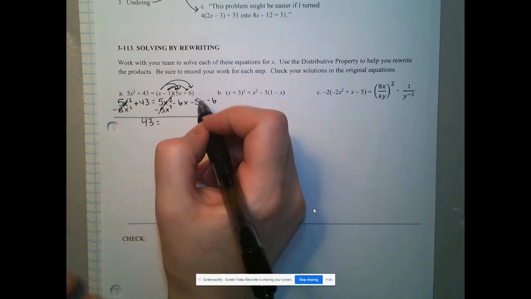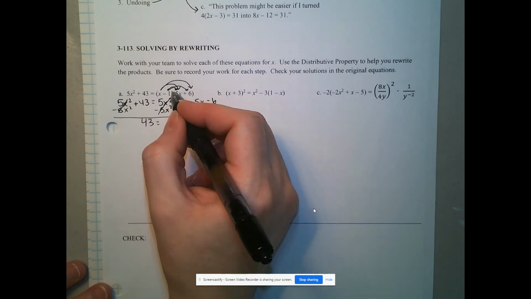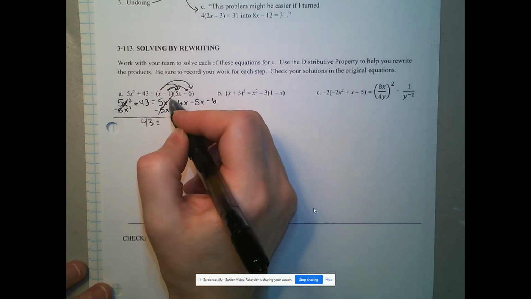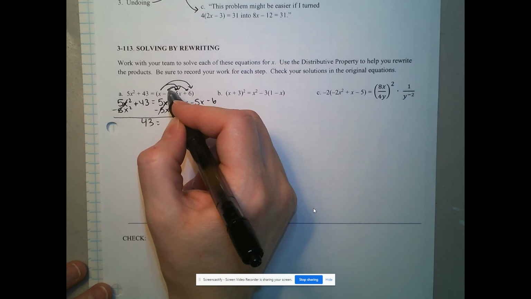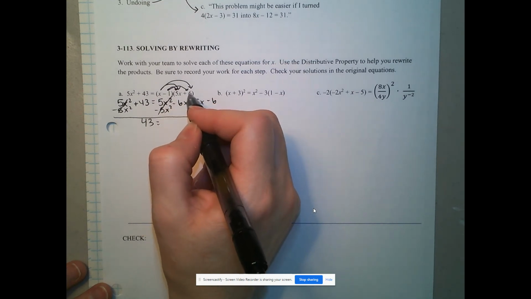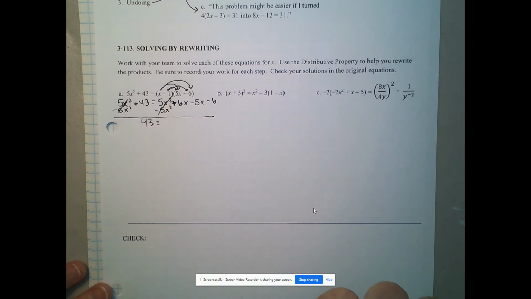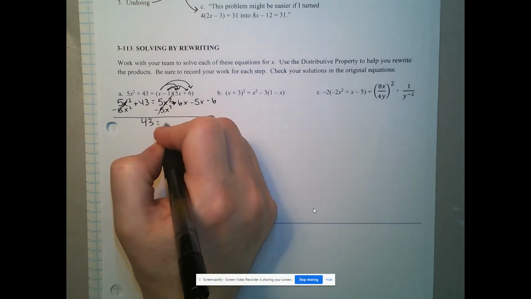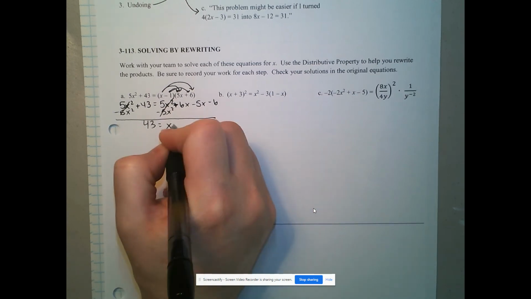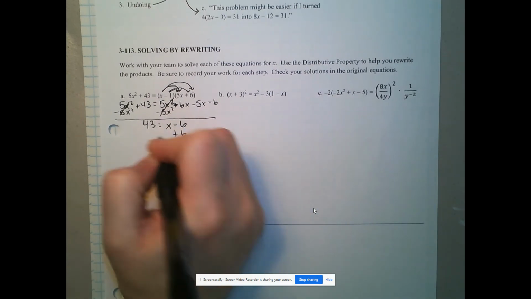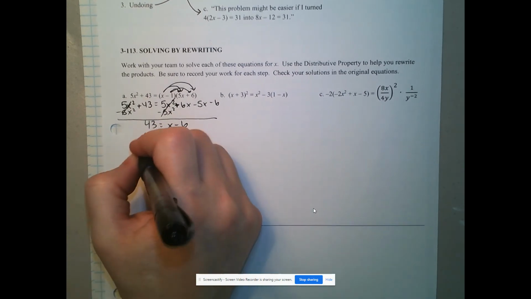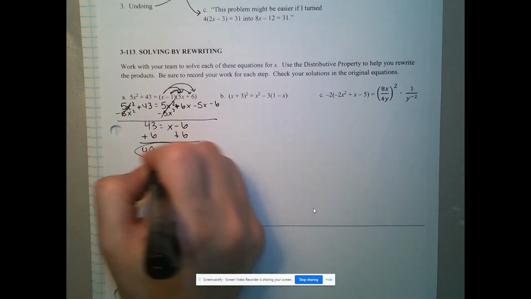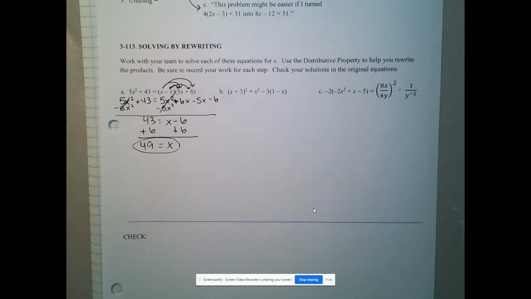Oh, sorry, let's see what I've got, 5x squared minus 6x. That should be a plus 6x. Fix that one. The x at the front times the 6 at the back is plus 6x. So 43 equals x minus 6. And then I would simply add 6 to both sides to get 49 equals x. And that's it. That's the distributive property on the right, a binomial times a binomial, or FOIL, in order to get the answer.